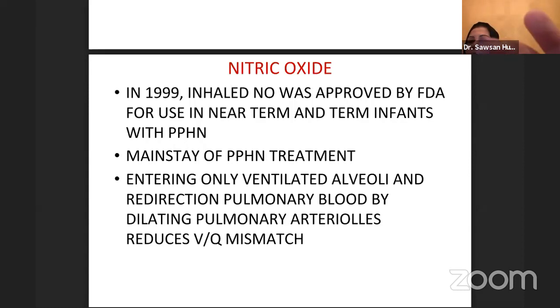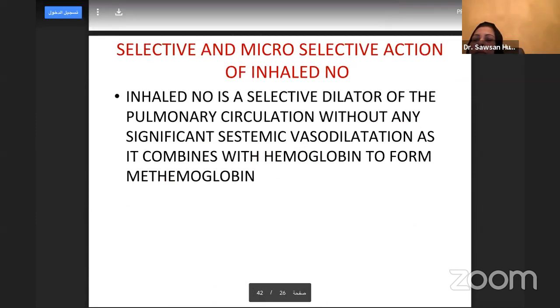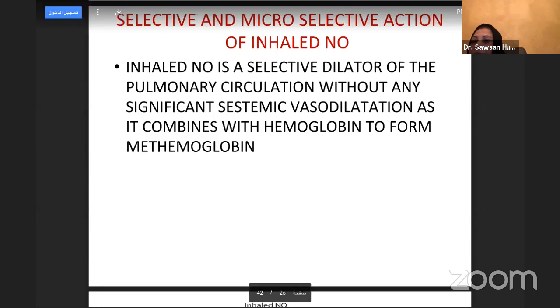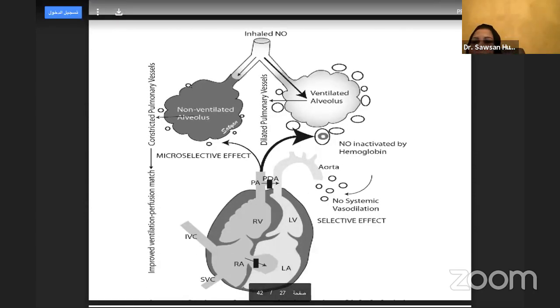And you can see here, inhaled nitric oxide is a selective vasodilator of the pulmonary circulation without any significant systemic vasodilatation, because it combines with hemoglobin to form methemoglobin. So it does not cause hypotension. And this is the best thing about it. As you can see here, the inhaled nitric oxide will improve the pulmonary circulation by selective pulmonary vasodilatation.